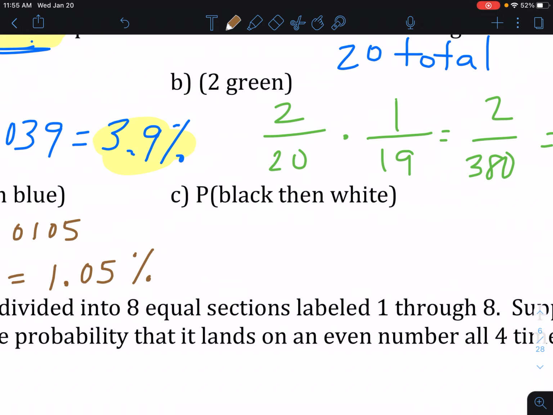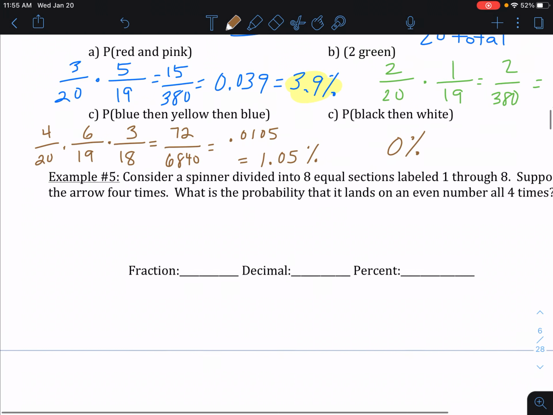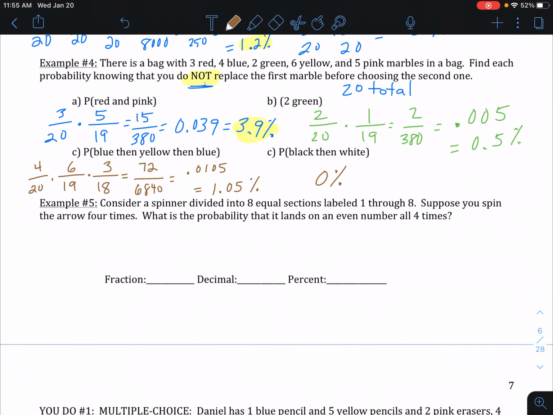Letter D, what's the probability of getting a black then a white? Well, again, there's no black, so 0%. Example 5. Consider a spinner divided into 8 equal sections, like that, okay? Labeled 1 through 8. Suppose you spin the arrow 4 times. What's the probability that it lands on an even number all 4 times?